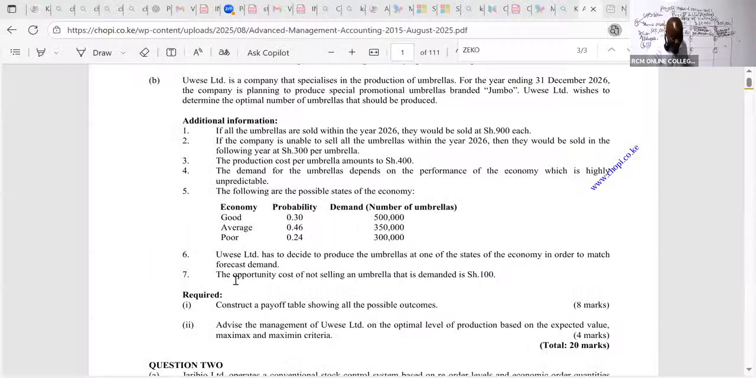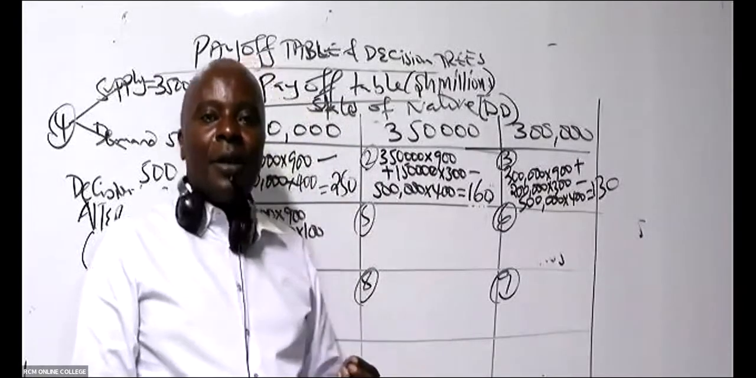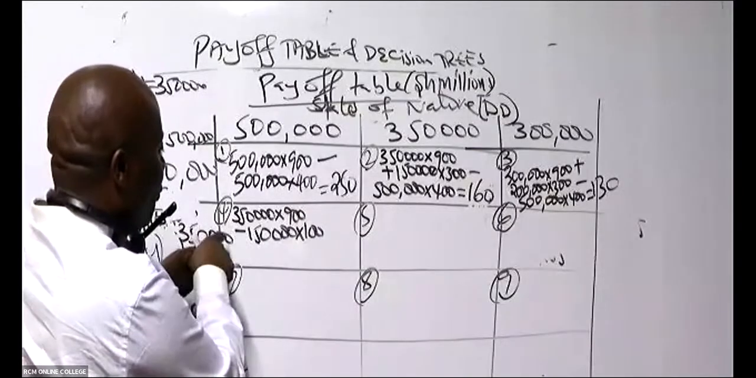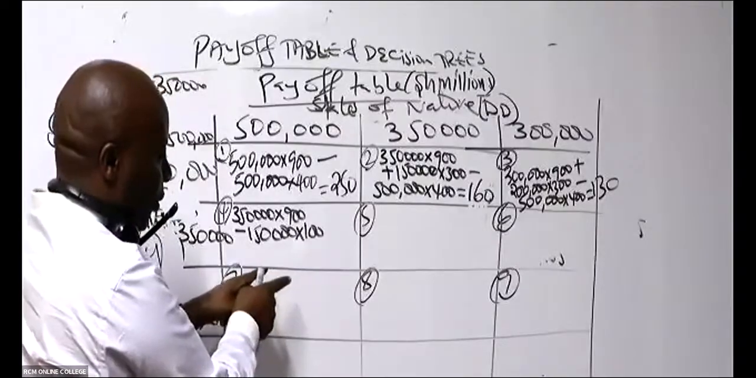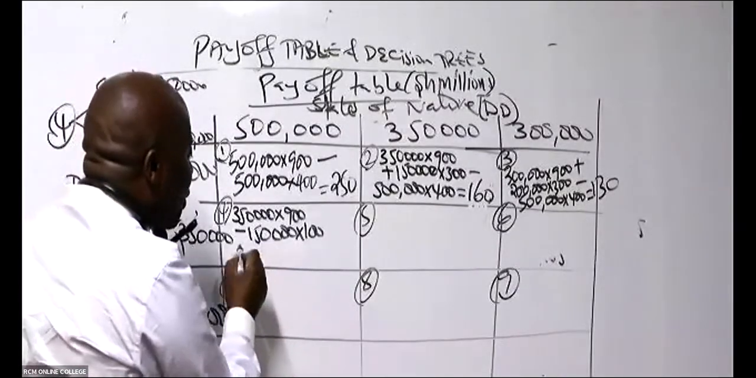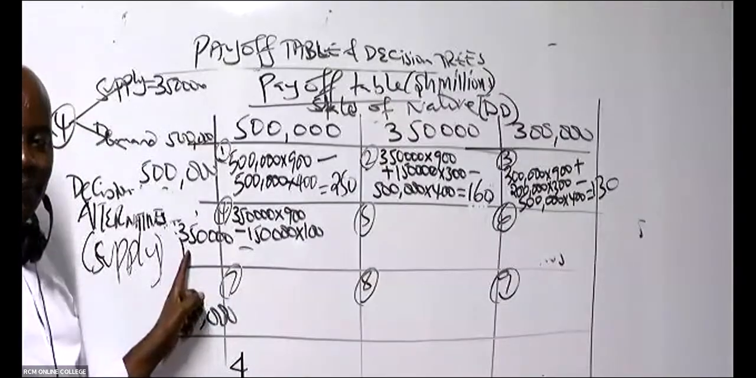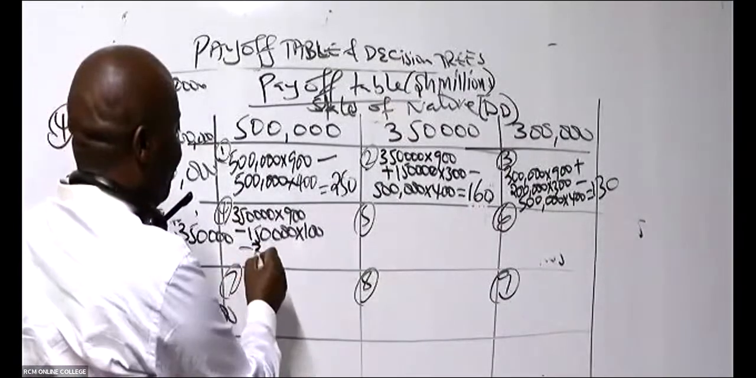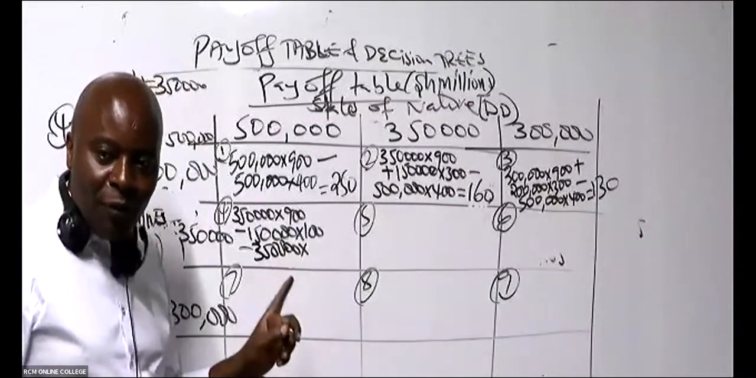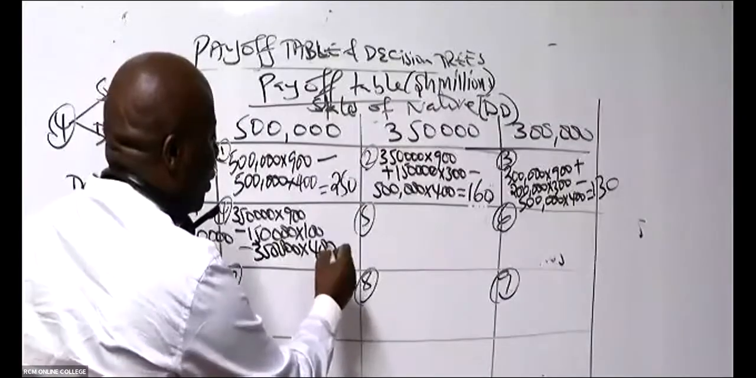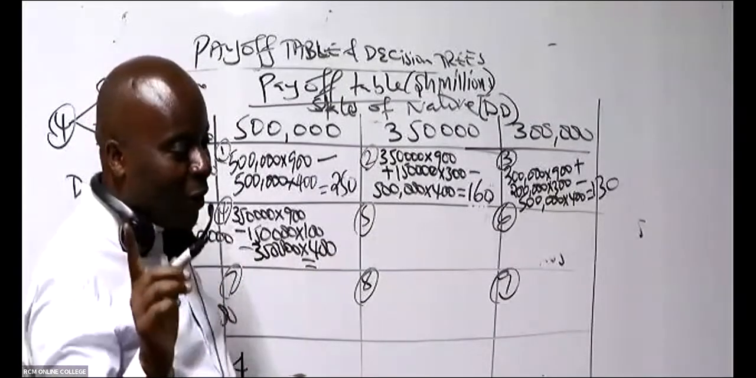Look at note number 7. The opportunity cost of not selling an umbrella is 100. If somebody comes and says, hey, I want an umbrella and you don't have it, then because you can see here, we've supplied 350, but there are so many guys demanding. So then minus 150,000. All right. Minus the cost of production. How many do we produce ourselves? 350,000. What is the cost of producing one umbrella? 400.